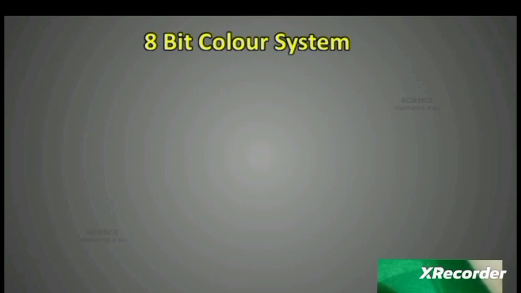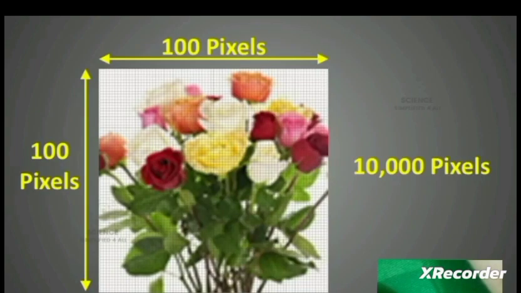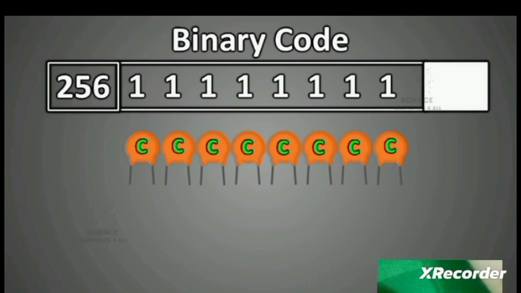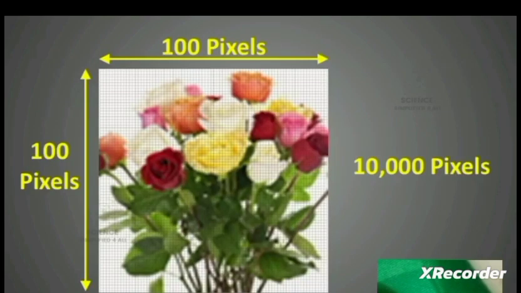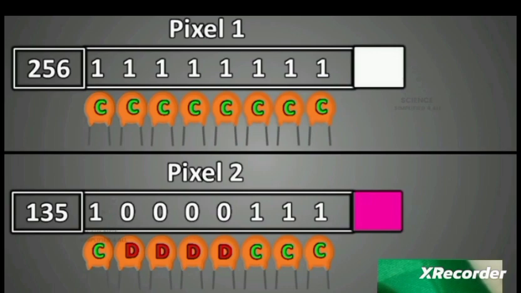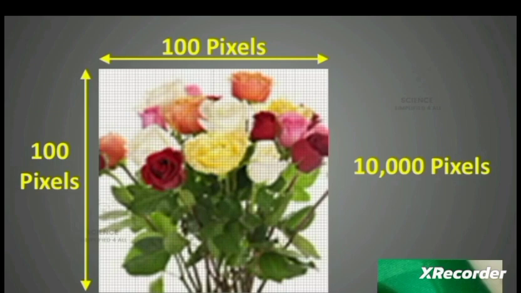So in the 8-bit color system, each pixel is represented by 8 bits. For example, if the first pixel of our image is white, its binary code will look like this: 11111111. In this way, every pixel in the image has its own 8-bit binary code. Since 8 bits make 1 byte, each pixel requires 1 byte of memory. That means for our example image with 10,000 pixels, the file size will be 10,000 bytes.